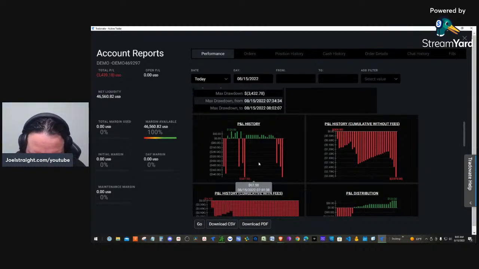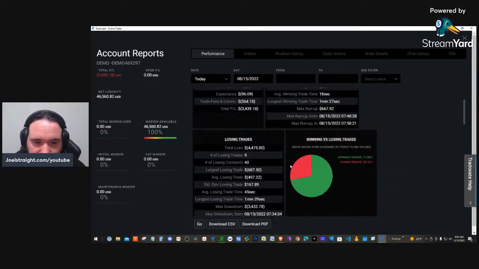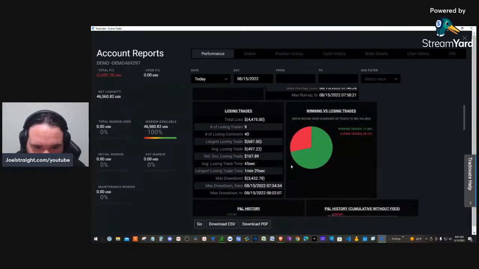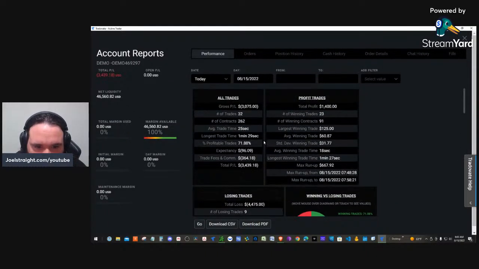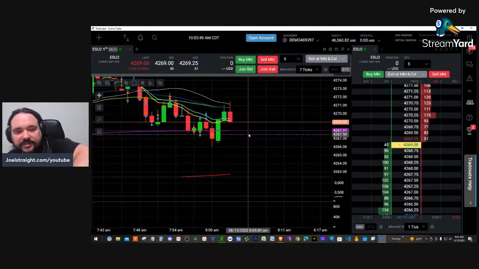So this is actually supposed to be flipped over. Your wins are supposed to be bigger than your losses. It's okay to take losses, but our 9 losing trades that we took resulted in $4,475 in losses, and our wins resulted in $1,400 in wins. So that's definitely not the methodology.